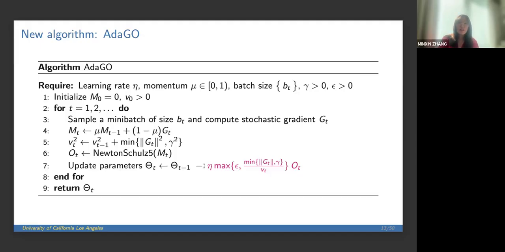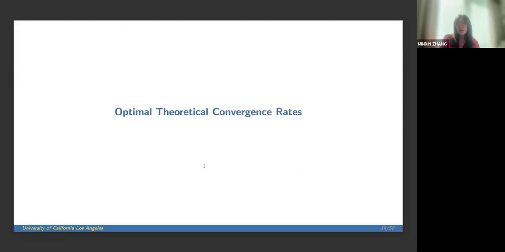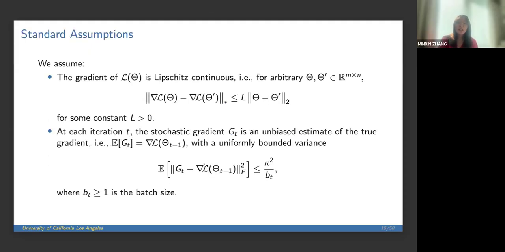We also did a theoretical analysis on this new optimizer, and we established optimal theoretical convergence rates. We did that under very standard assumptions. One is that the gradient of our loss function is Lipschitz continuous with some Lipschitz constant L. And for the stochastic gradient g_t, we assume it's an unbiased estimate with uniformly bounded variance. These are standard assumptions for optimization algorithms in machine learning.